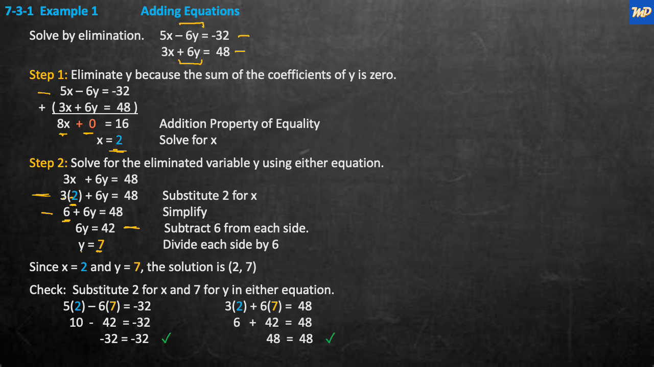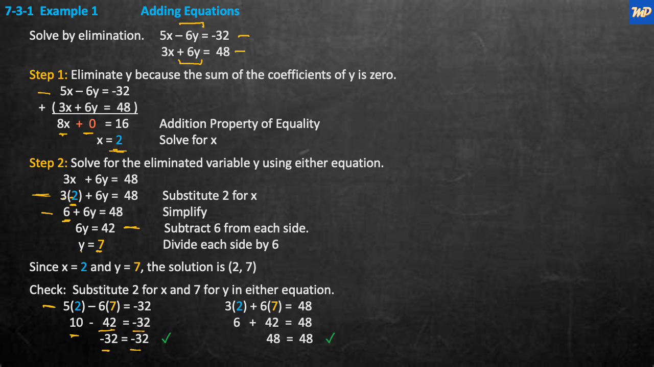So if we substitute 2 for x and 7 for y in this equation here, we have 5 times 2 is 10, minus 6 times 7 is minus 42, equals negative 32. Well, 10 plus negative 42 is negative 32. Negative 32 equals negative 32.